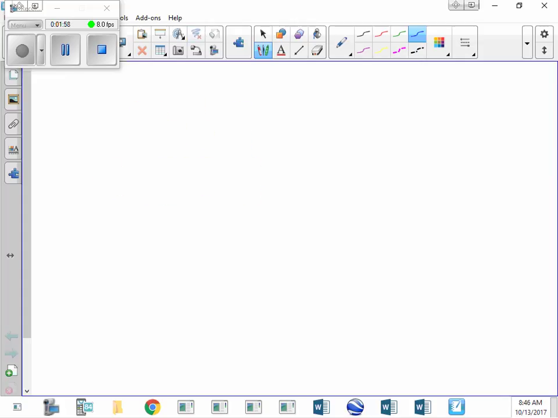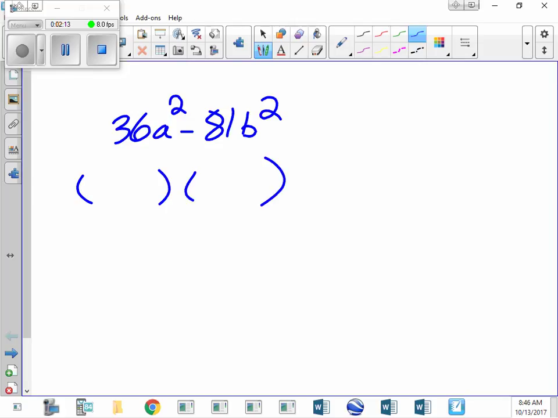Okay? What if I had 36a squared minus 81b squared? Is that going to factor? Is this a perfect square? What is the square? 6a and 6a. Is this a perfect square? 9b and 9b, and do I have a subtraction? Yes. So this would be 6a minus 9b and 6a plus 9b.